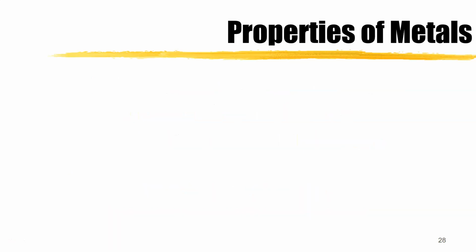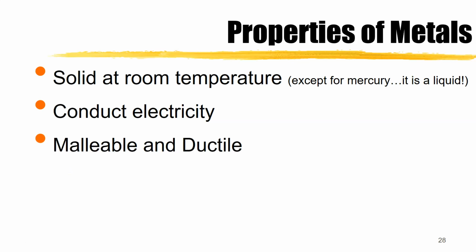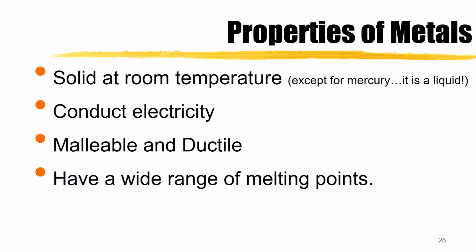So the properties of metals is that they're typically a solid, except for mercury. They conduct electricity. We say they're malleable and ductile, and they have a big range of melting points. So we've learned all of that already when we were learning about our classes of elements, remember? So hopefully that part is just a little bit of a review.